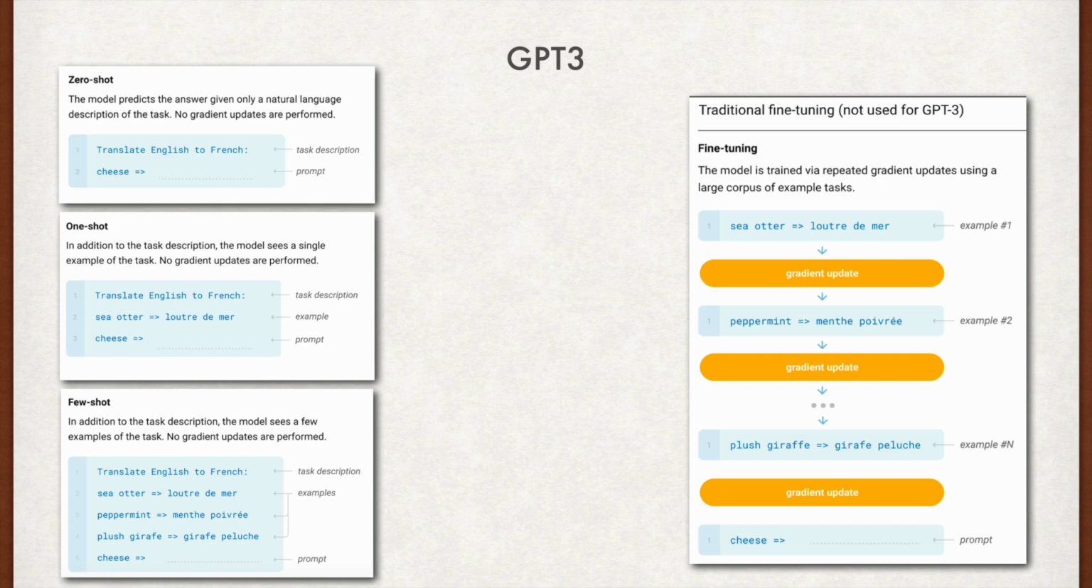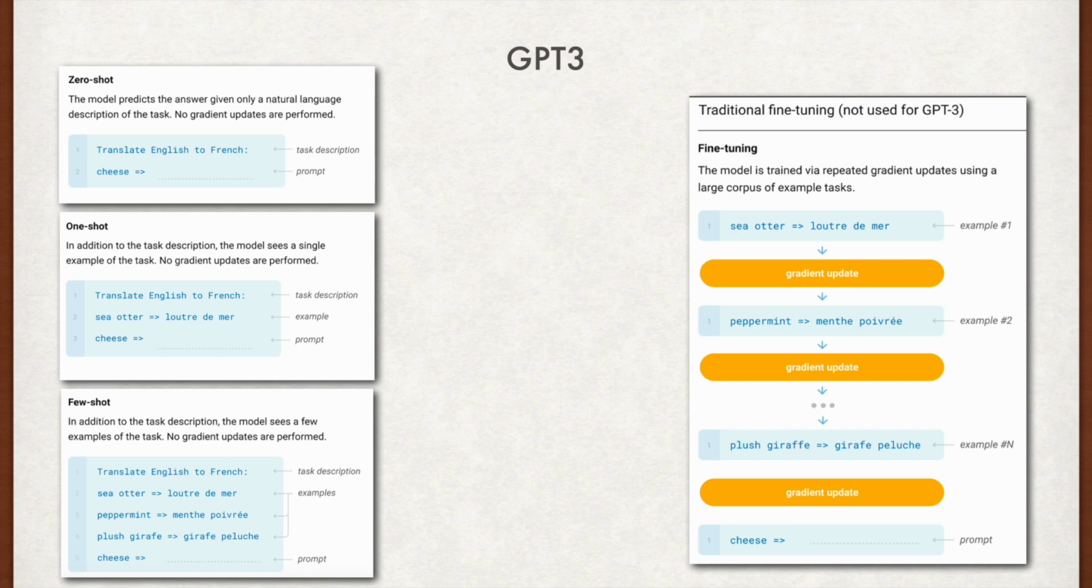Subsequently, they analyzed a one-shot scenario, in which besides the task description, the model sees exactly one example of the solution. Also here, no gradient updates are applied. As we can see in this prompt, we give the model one example of a translation for sea otter here, and expect the model to follow that convention, which is the most likely continuation.